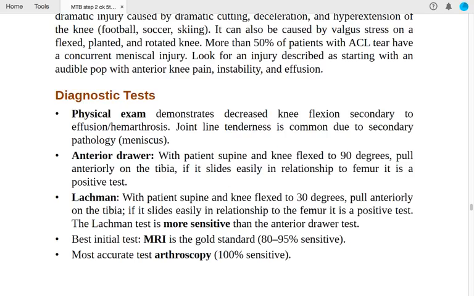The Lachman test is more sensitive than the anterior drawer test. Both of them measure the same thing, anterior drawer and Lachman.